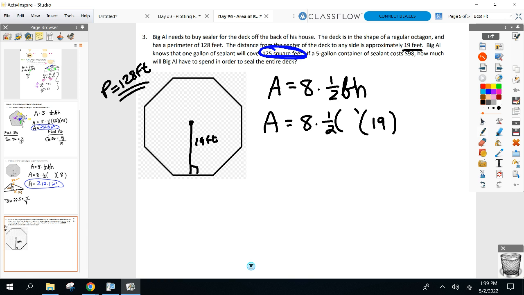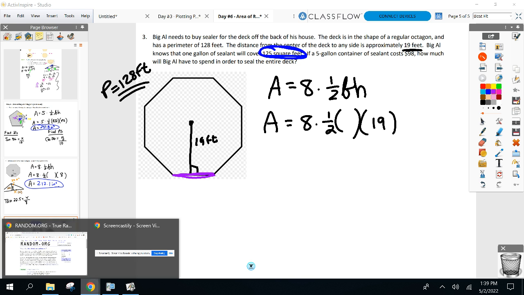Now I'm going to reach out to one of you. How can you find what this base length is here? I shouldn't have to use sine, cosine, tangent. Too much work to find that side. How can you find that side?